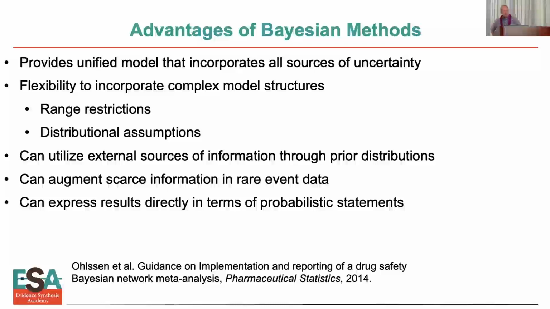And in fact, if you have rare events, so if you have a lot of zero cells, zero counts, you could augment that data by prior information, which sometimes is very helpful.